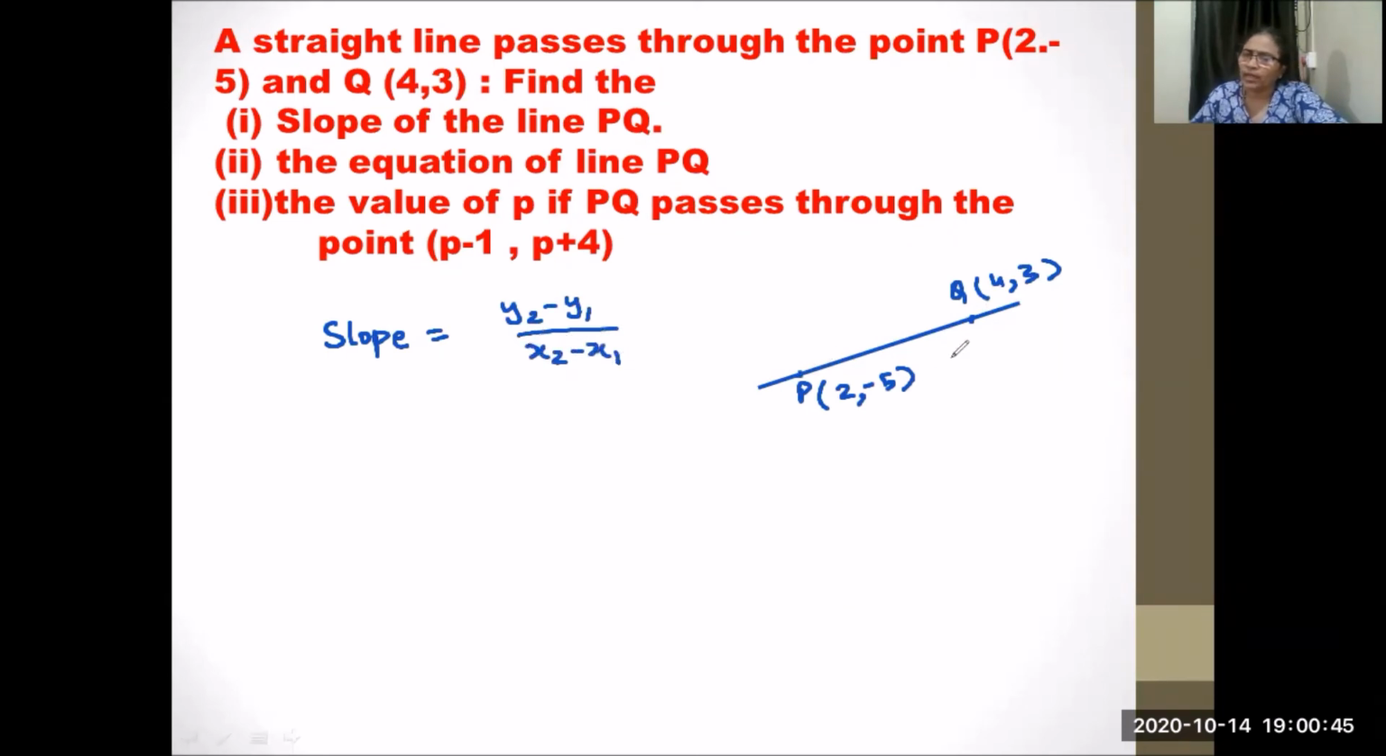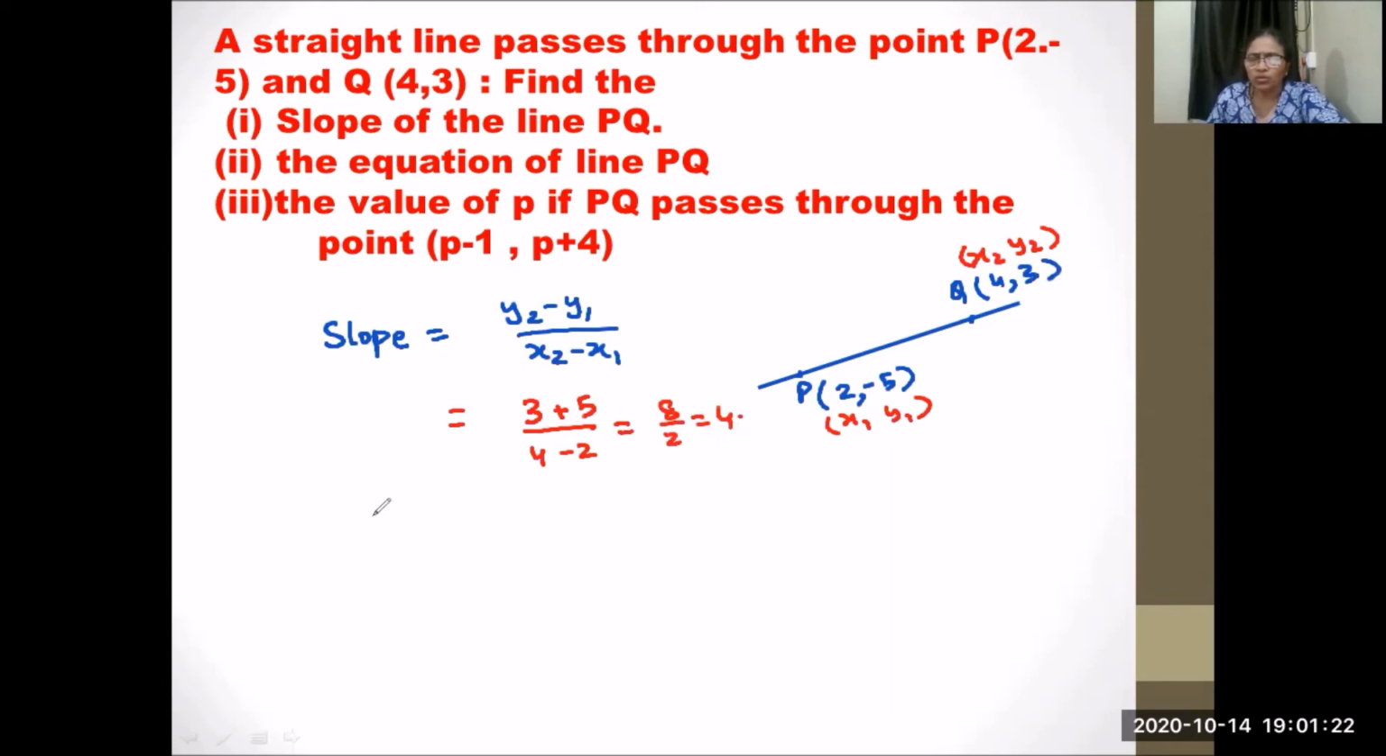You can take any point as (x1, y1) and (x2, y2). So I am going to take Q as (x2, y2) and P as (x1, y1). Now I can put the values here. y2 is 3 minus of minus 5, that is plus 5, upon x2 is 4 minus 2. So you get 8 upon 2, that is 4. So the slope of the line is 4.